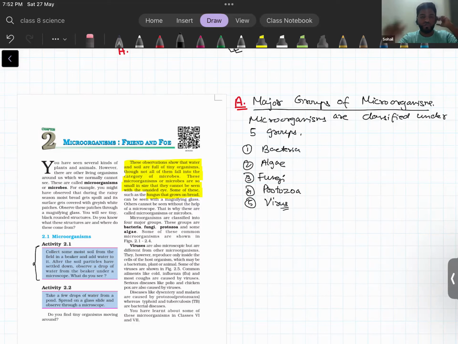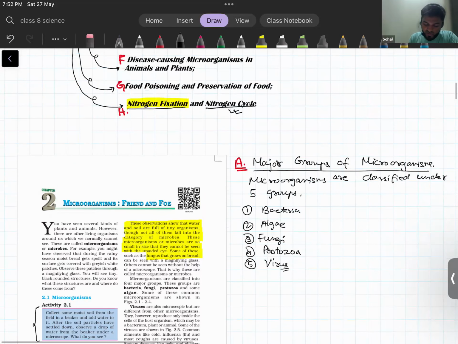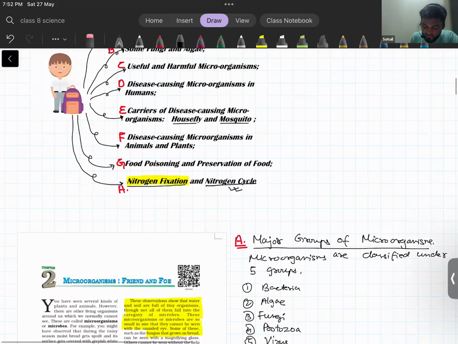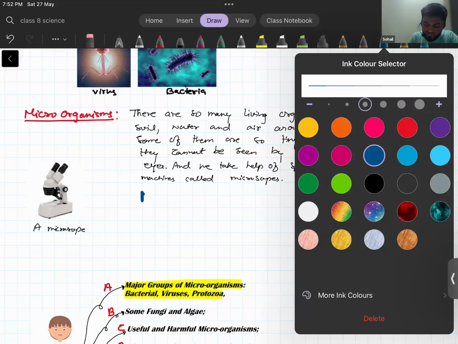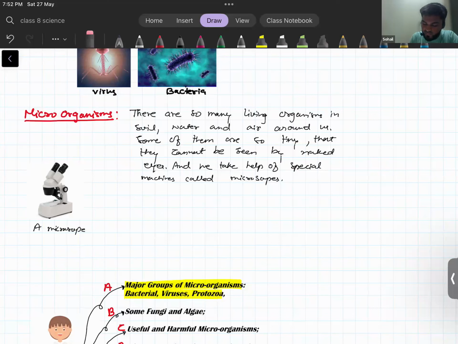Now, if you were to talk about the cells of the microorganisms, you will see that microorganisms can either be unicellular or they can be multicellular also. So note this thing also. Note: microorganisms can be unicellular, that is made up of one cell, and multicellular.